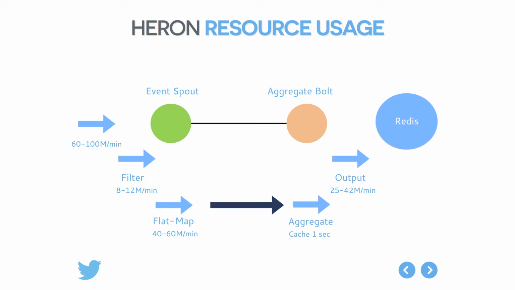One is the event spout and another is an aggregate bolt. The event spout takes 60 to 100 million tuples and filters them down to 8 to 12 million. Then we do a flat map, which essentially blows up the tuples. Once we filter, these tuples are broken up 5 times, so the data coming out is 40 to 60 million tuples per minute. That is given to the aggregate bolt, which aggregates every 1 second and outputs around 25 to 40 million tuples per minute, and writes it to Redis.